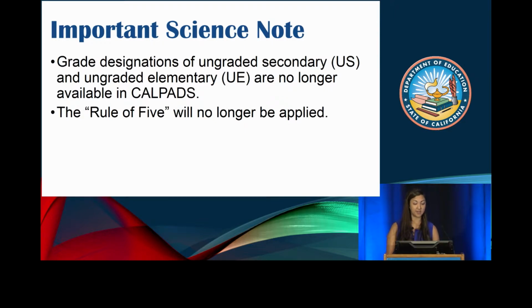This year, CalPADS has eliminated the ungraded secondary, the US, and ungraded elementary, the UE grade designations. Previously, the assessed grade for a student with a UE or a US designation was calculated by subtracting 5 from their age as of September 1st. This process was referred to as the rule of 5. This now means that any 12th grader who has not already taken the science assessment will be required to take it regardless of their age.